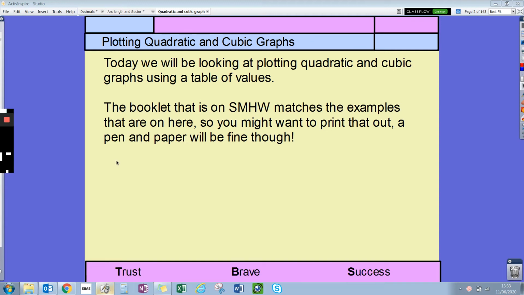Hi everybody, today we're going to be looking at plotting quadratic and cubic graphs using a table of values. There is a booklet on Show My Homework that matches the examples that are on here, so you might want to print that out. A pen and paper will be fine though. I'll pause a minute for you to get any equipment you might need and then we will get started.